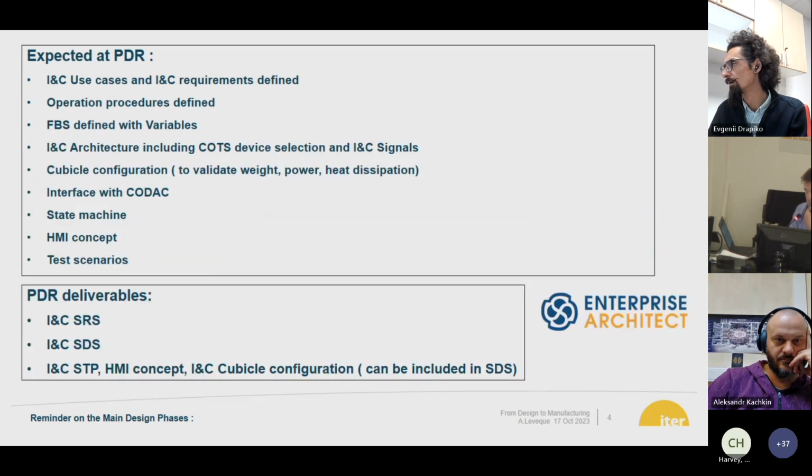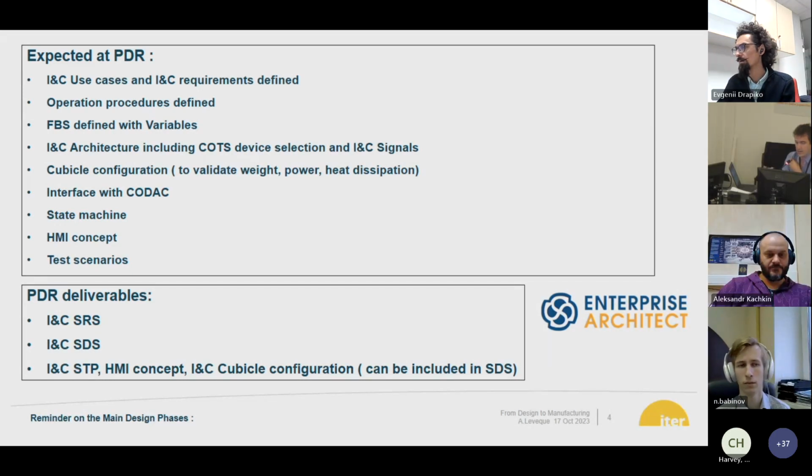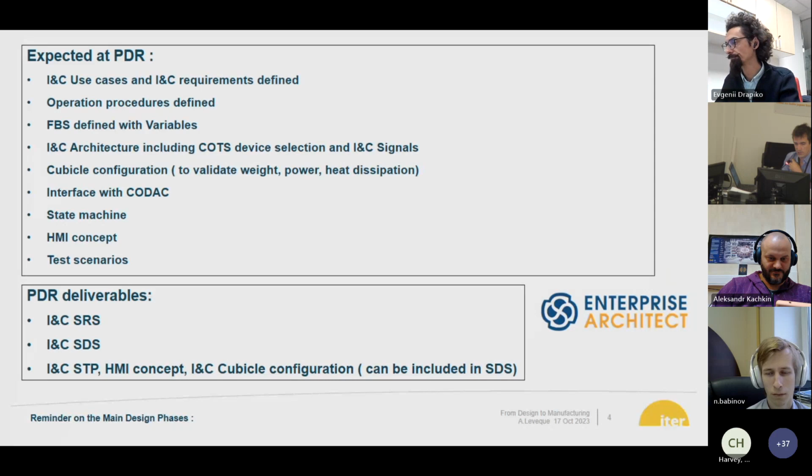After that, at the PDR, we start really the design. We expect the INC use case completely fulfilled, the operation procedures, the FBS defined with the variables, the INC architecture, including the COTS device selection and the INC signals. We want a preliminary version of the cubicle configuration so that we are able to validate the weight, the power, and the dissipation inside the cubicles. We want to have a good view on the interface with CODAC, presentation of the state machine, some ideas on the HMI concept, and also the test scenario.